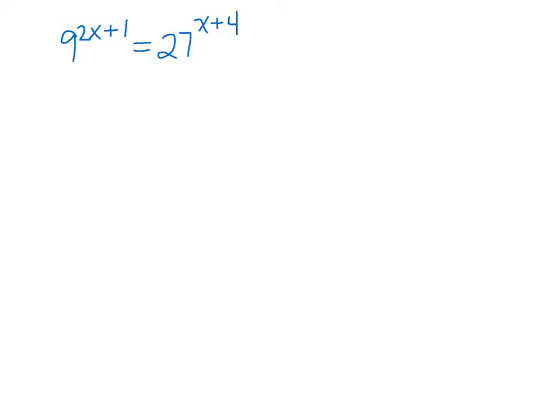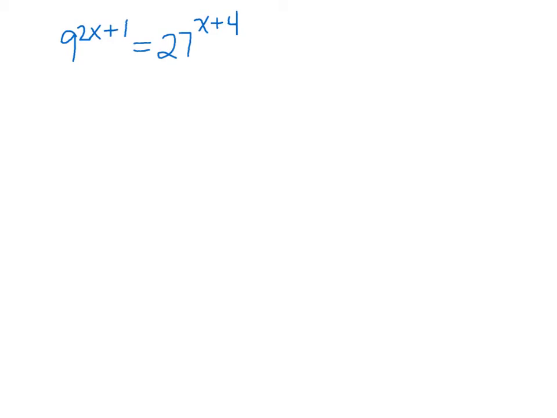Alright, this kind of exponential equation is going to be the kind where we're going to try and make the bases the same. So when I take a look at this one, on this side I have a base of 9, and on this side I have a base of 27. And the way that I think about this when I decide whether I'm going to use logarithms or make the bases the same is I think about the relationship between the bases.